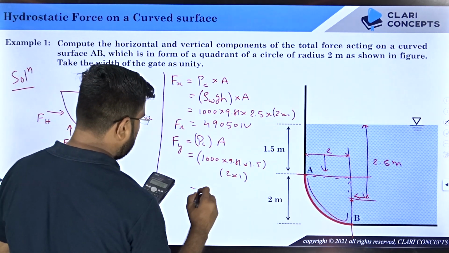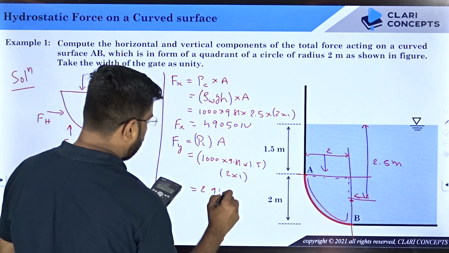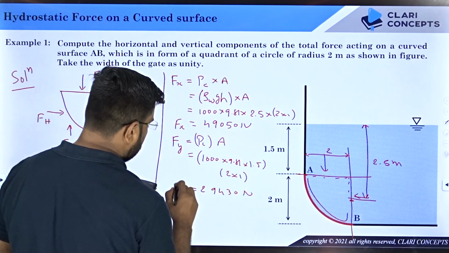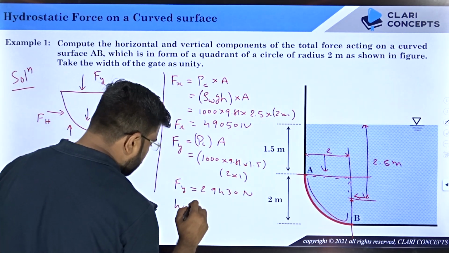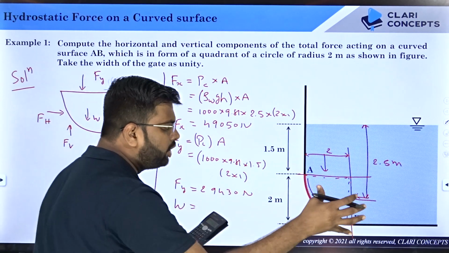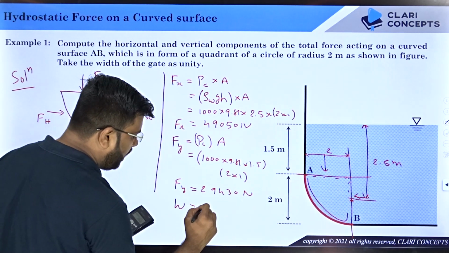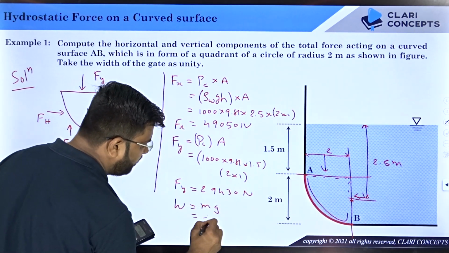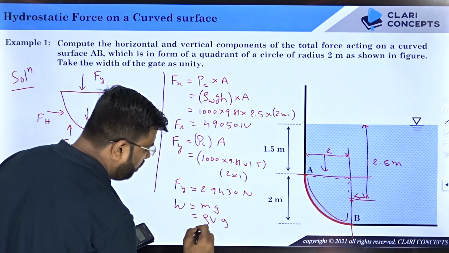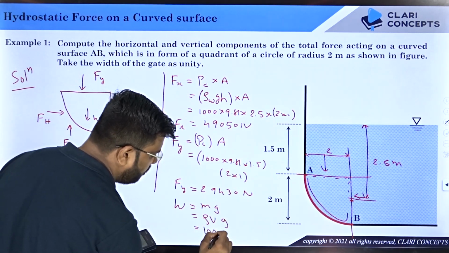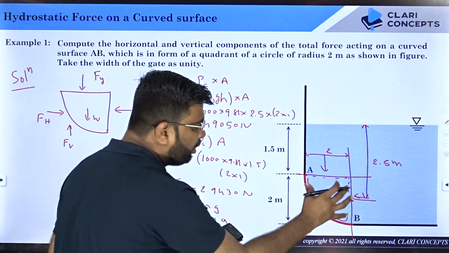You will get 29430 newtons. This is Fy. What is weight? Weight of the fluid filled in this particular pocket. That will be mass into g. What is mass? Density into volume into g. Density is 1000. What is the volume of this particular segment?